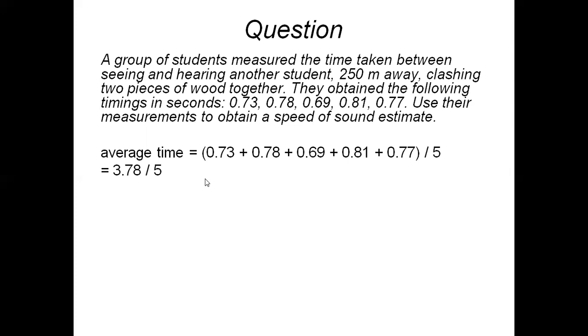We will add them up and divide by 5 because there are 5 observations taken. So 3.78 divided by 5, 0.756 second is the average time.